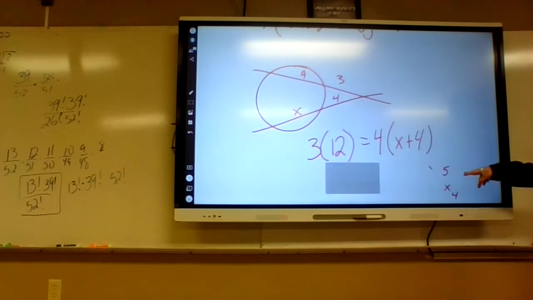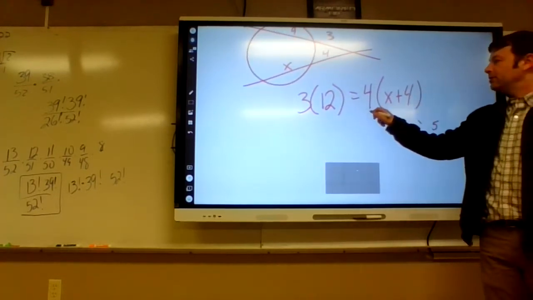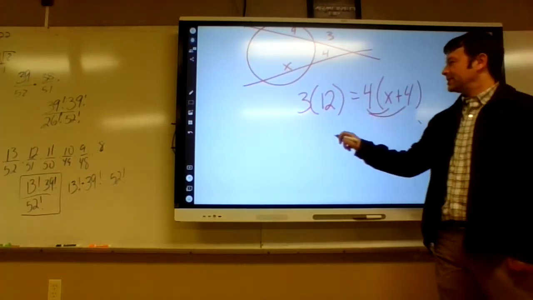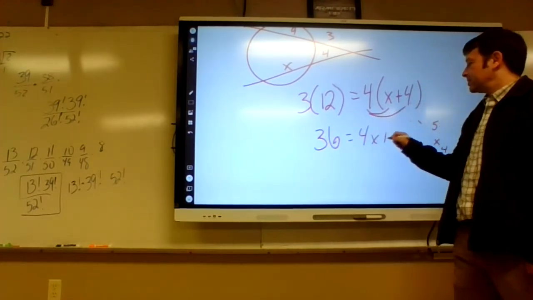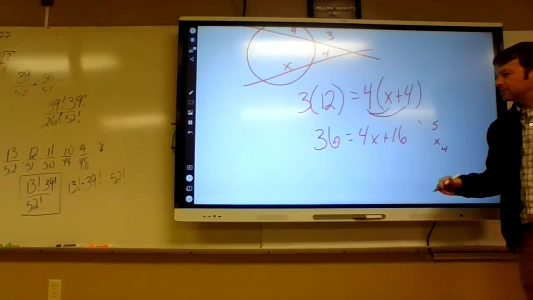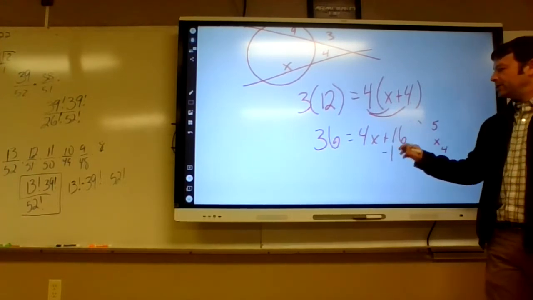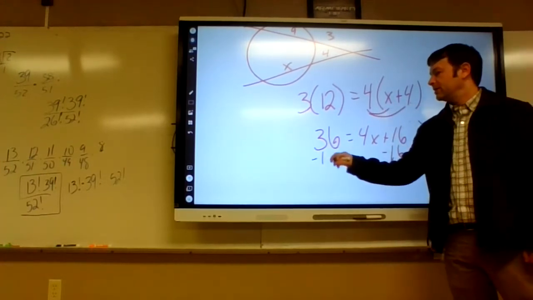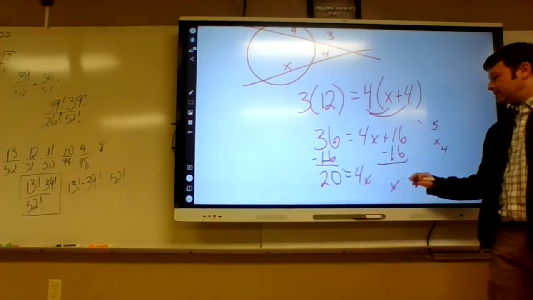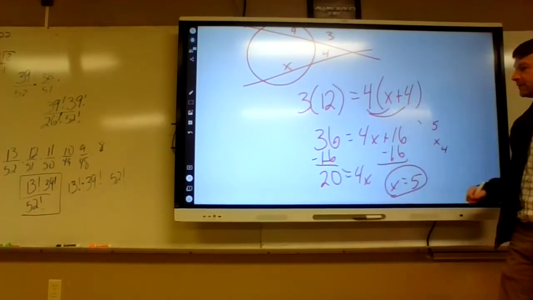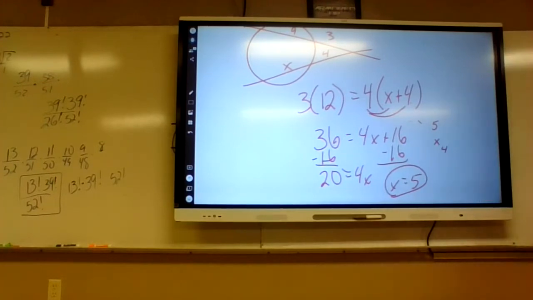And then you just do a little bit of algebra there. So 4x plus 16 equals 36. If we subtract 16, we get 4x equals 20. So x is 5.